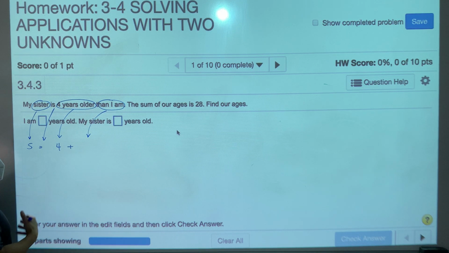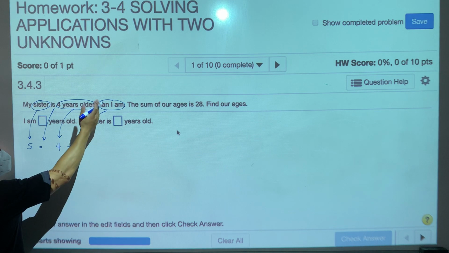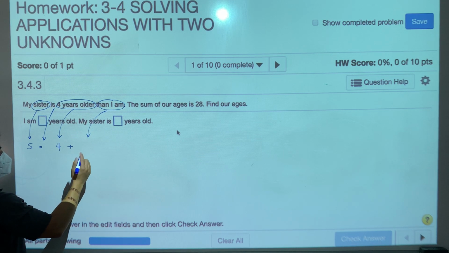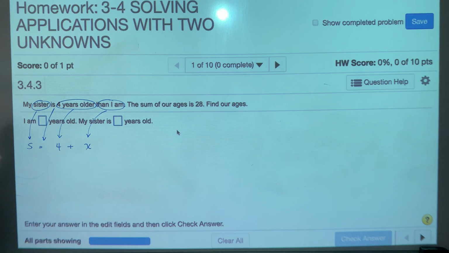Do I know how old I am? I do, but in the context of this, not necessarily. So who is I? Maybe we can just label it X. You guys with me so far? Okay. Now, there's your first one.